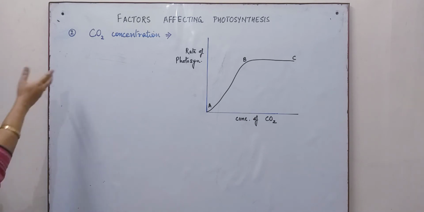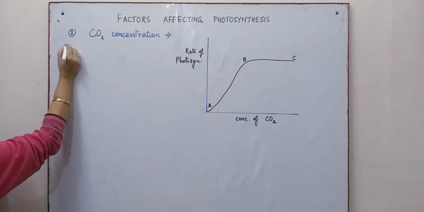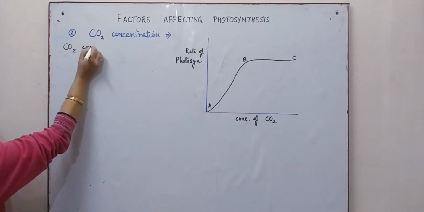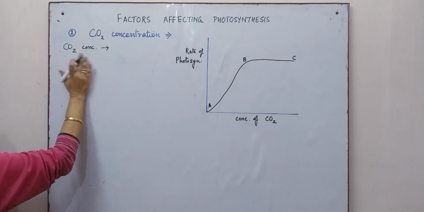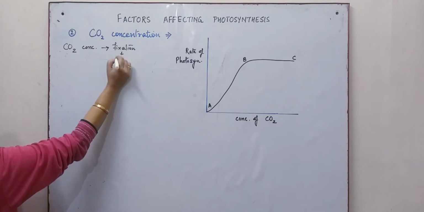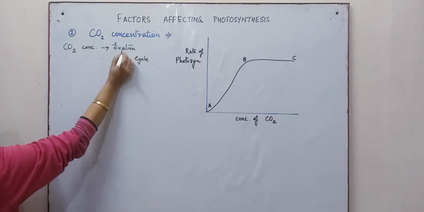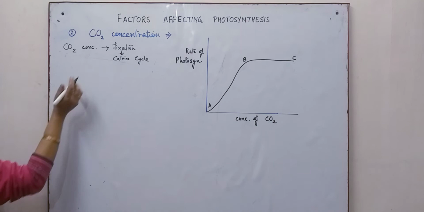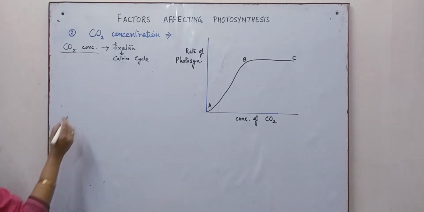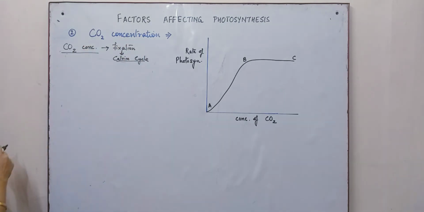If there is an insufficient supply of CO2 available for fixation, then the reaction cannot proceed at the maximum rate. The concentration of carbon dioxide is dependent on various factors. Fixation takes place with the help of the Calvin cycle. So if it is affected, then obviously the Calvin cycle will be affected, and that is what photosynthesis is.